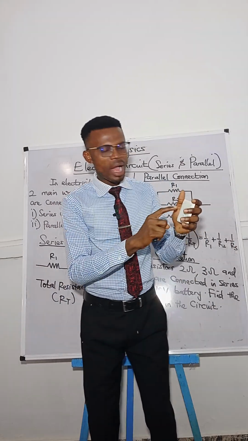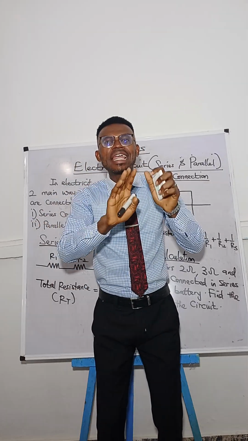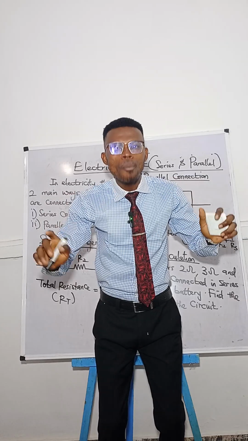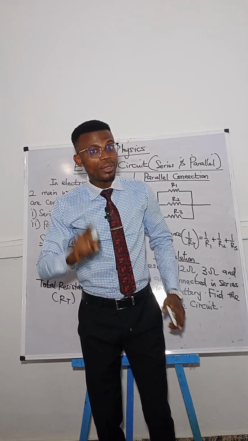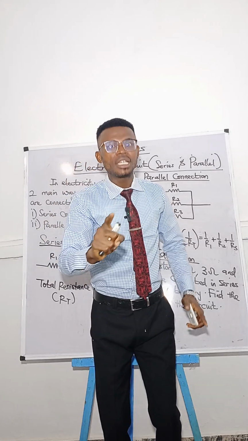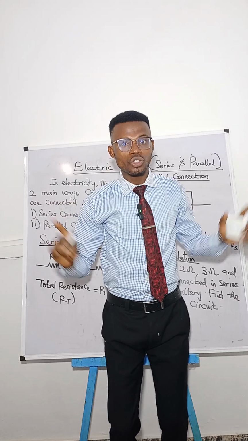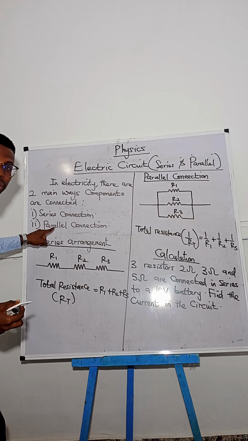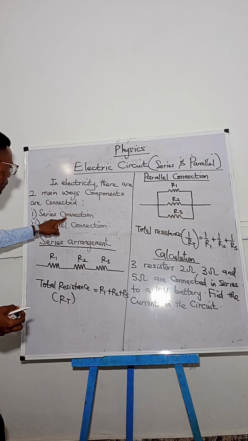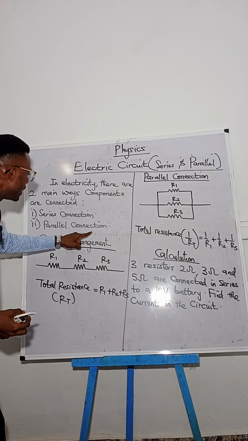Now imagine this. You switch off one bulb in your house and suddenly every other bulb goes off. Sounds strange, right? But that's exactly what will happen if your house was wired the wrong way. You see, in electricity, there are two main ways components are connected. We have the series connection and the parallel connection.